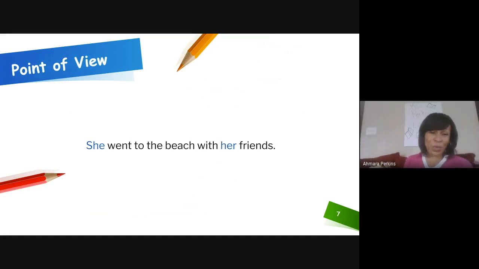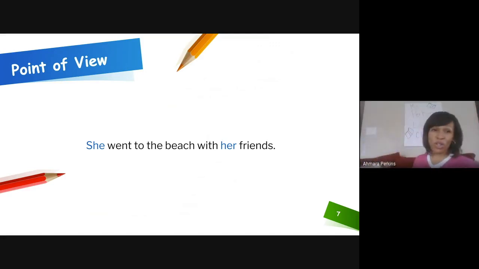All right, the next one. She went to the beach with her friends. Pronoun clues: she, her. Look at my anchor chart. Third person point of view.